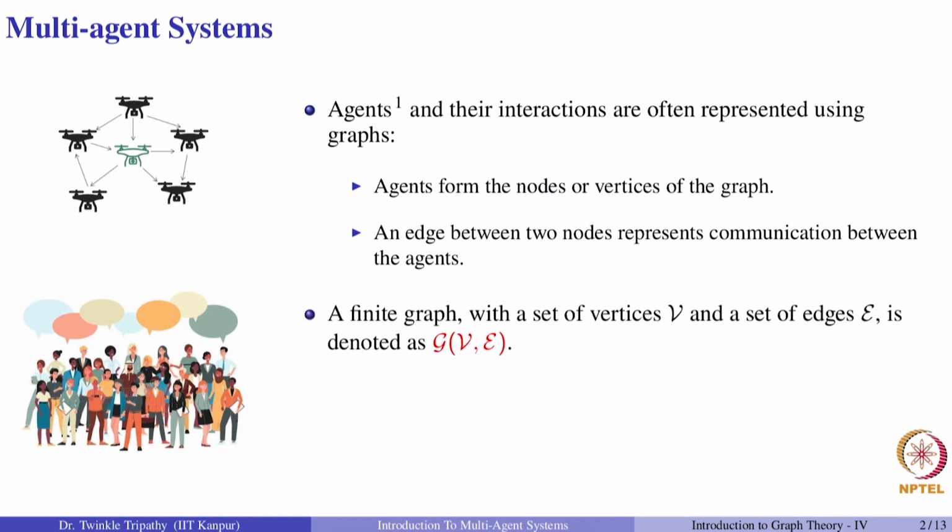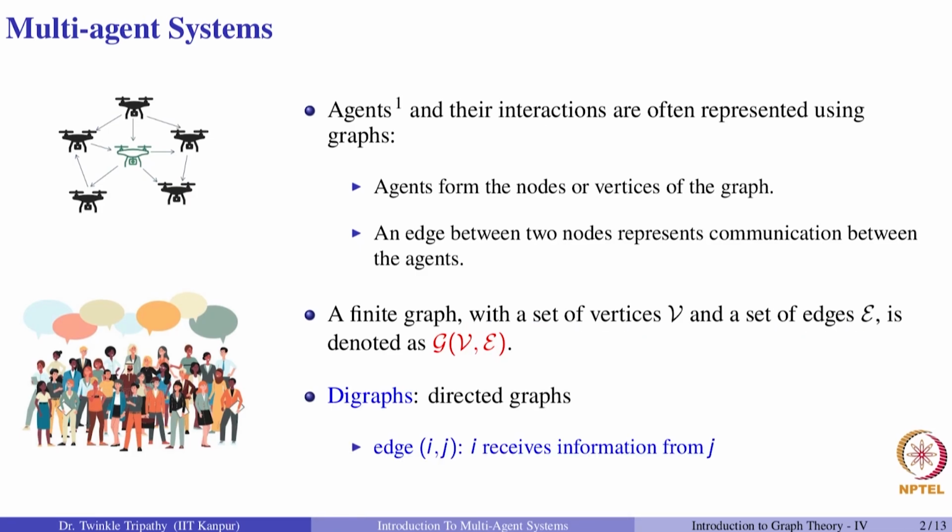And any finite graph is one which has a finite number of edges and vertices. Any finite graph consists of a set of vertices V and a set of edges E, and using the set of edges and vertices, it is denoted as the graph G within brackets V and E.